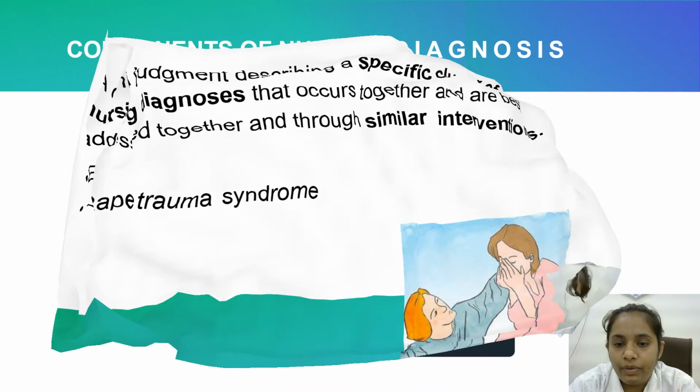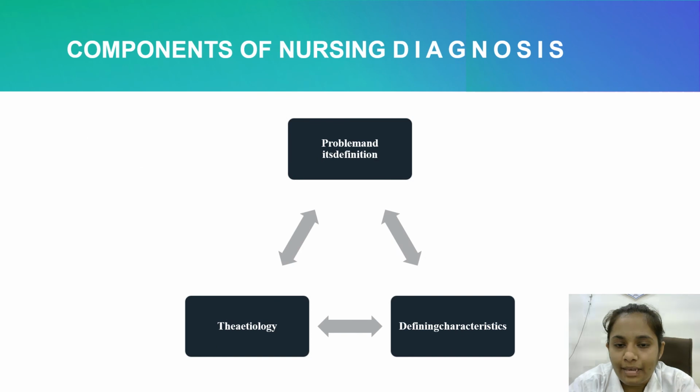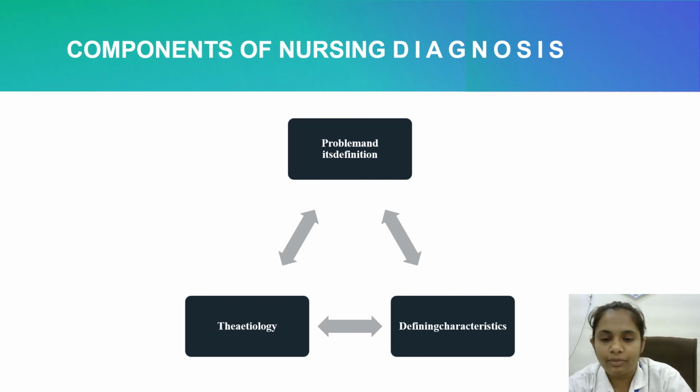Components of nursing diagnosis means the content, how to write the nursing diagnosis. The first is the problem. You have to ask the patient, what is your problem? What are you suffering from, what are the signs and symptoms? Second is the defining characteristics, and then the etiology, which is the actual cause. So a nursing diagnosis is written depending on the problem, etiologies and characteristics.